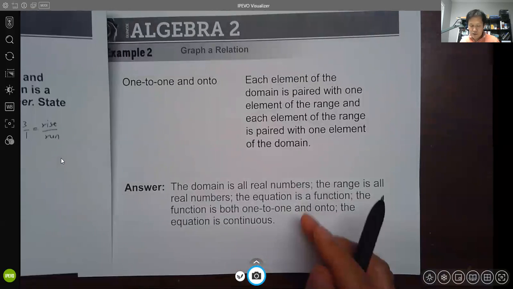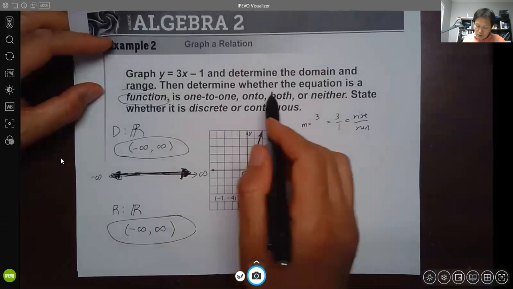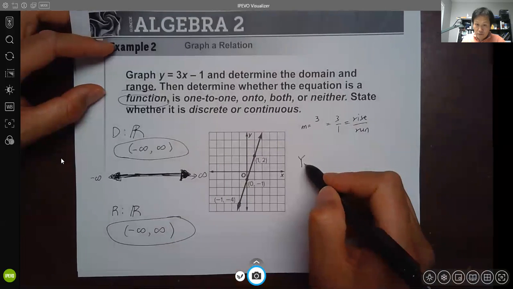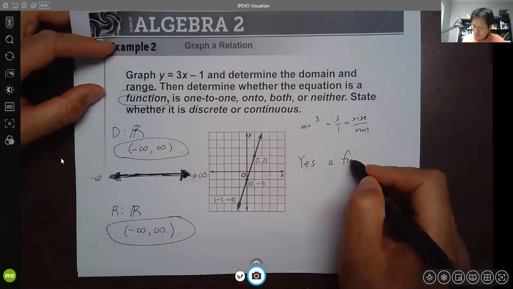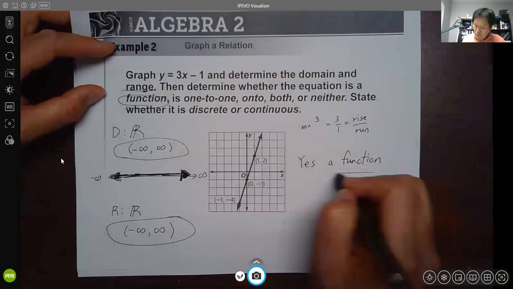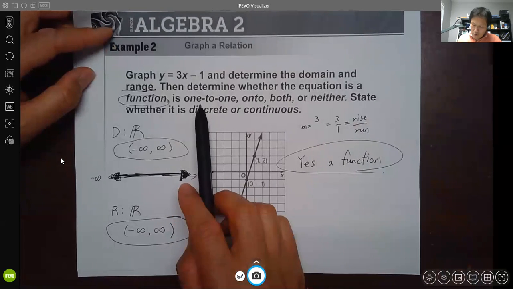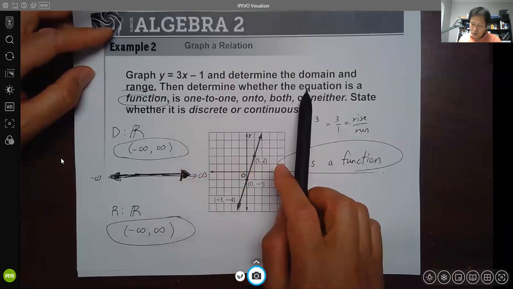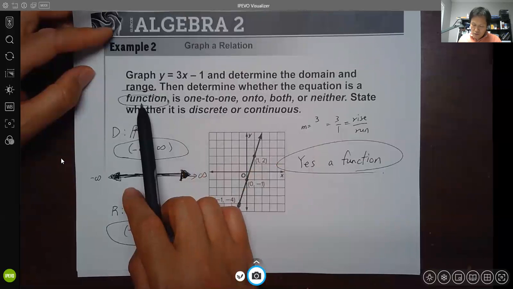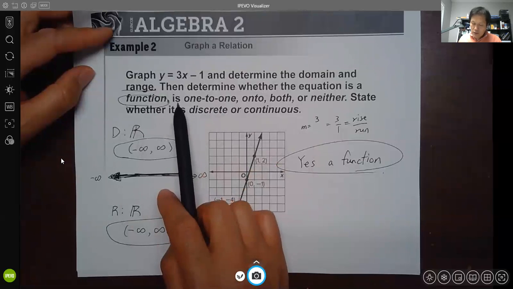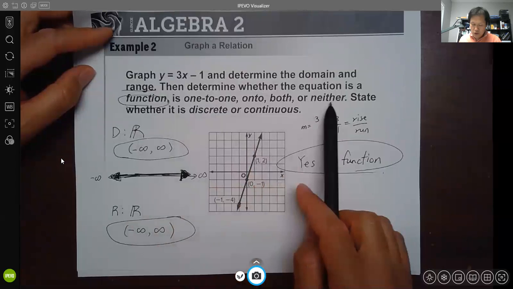Oh, they didn't say that. You have to say determine, so say yes function. Okay. Oh, then determine whether the equation is a function and is one-to-one, onto, both, or neither.